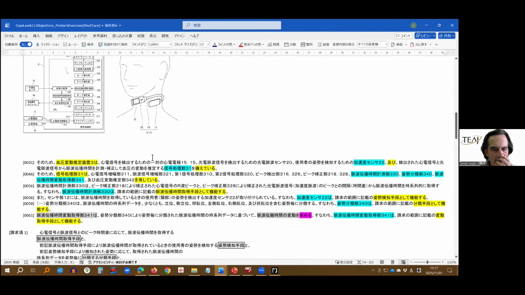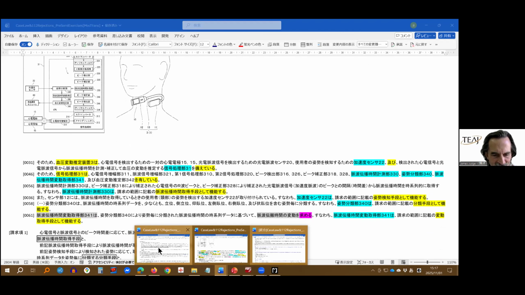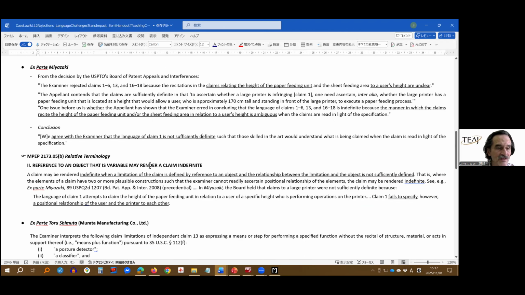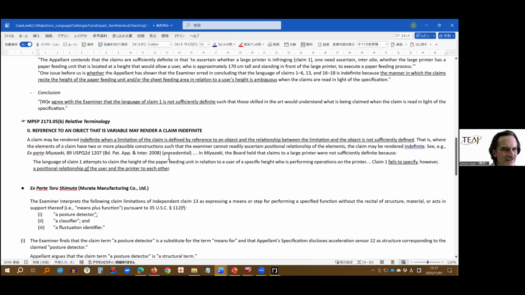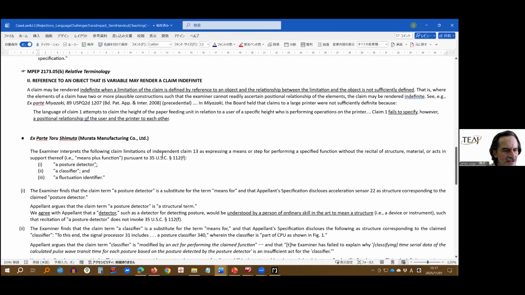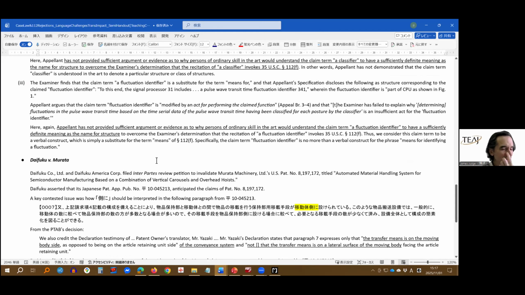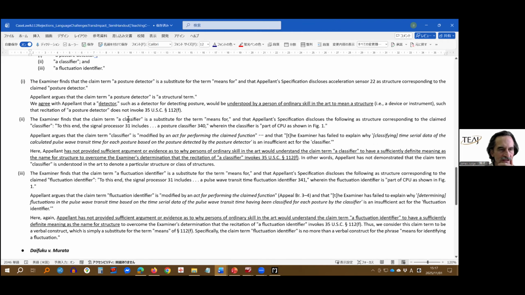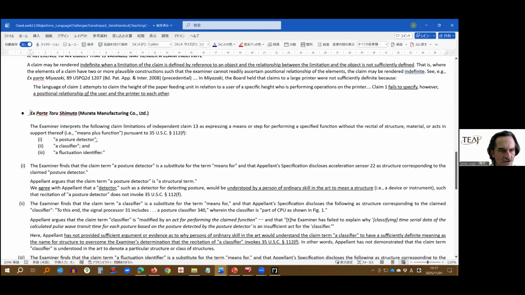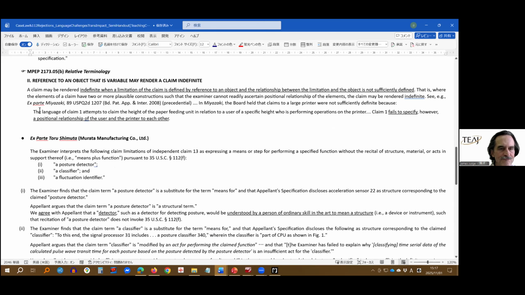Another decision that I would like to talk about. Well, it's not here. Oh, okay. Well, I'm going to skip ahead. I'm referring to the handout. We have this case, ex parte Toru Shimuta.